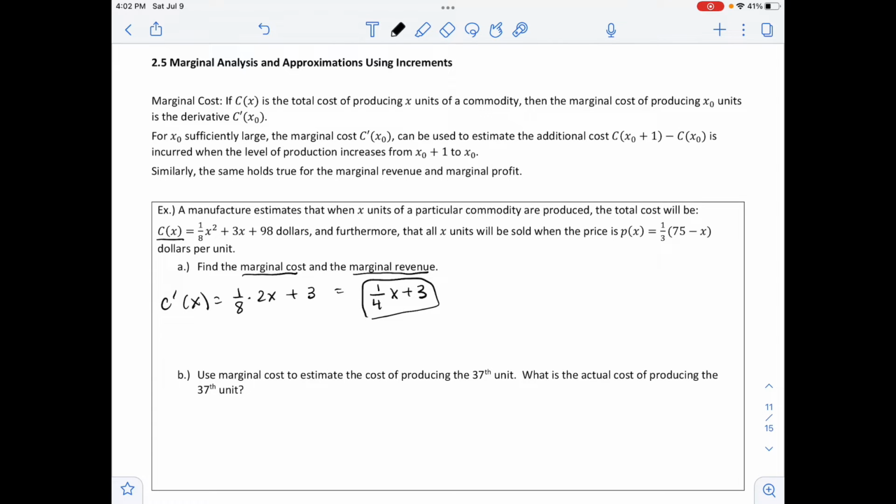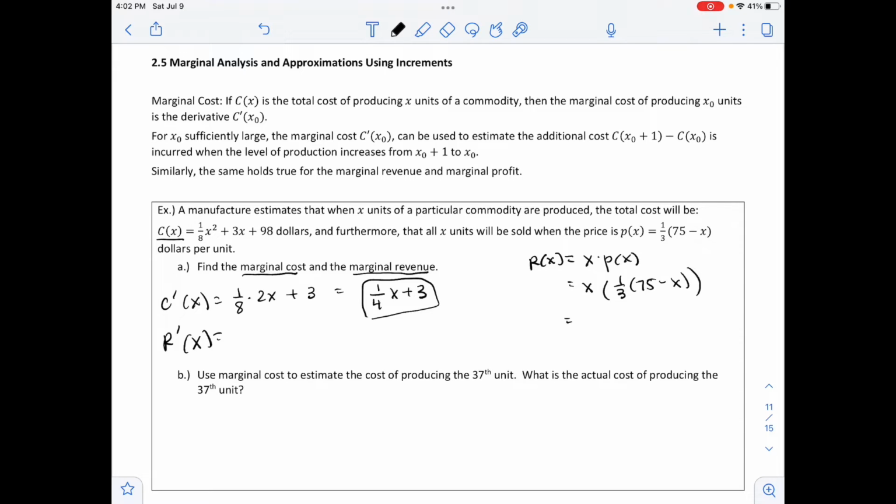And then our marginal revenue would be R prime of X. And so the derivative of R, we have a little bit of a problem because I don't see an R function given to us. But again, remember, R of X would be equal to X times P of X. So those number of units times that price. And so we have X times P. P is 1/3 times 75 minus X. And so I'm going to go ahead and distribute through the 1/3 and also the X.